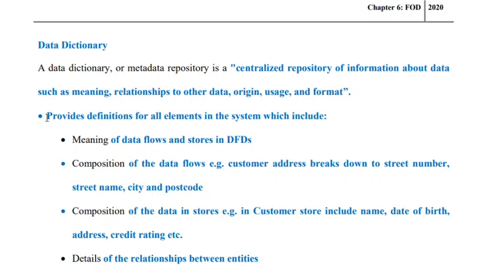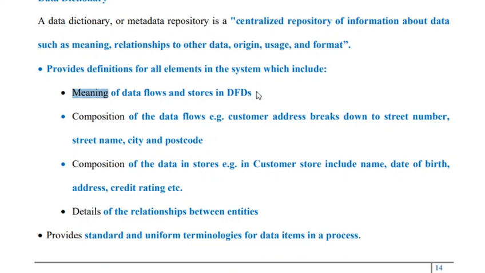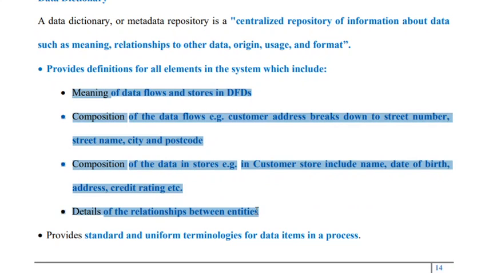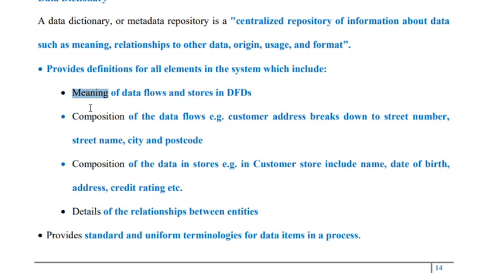So it provides definition for all the elements in the system, which includes the meaning of the data flows and the stores in the data flow diagram, the composition of the data flow, the composition of the data store, and details of the relationship between the various entities. So these are the important aspects that a data dictionary tries to emphasize: meaning of the data and the data store, composition of the data, composition of the data store, and details of the relationship. It basically tries to provide a uniform and standard terminology for all the items that are present in the data flow diagram.